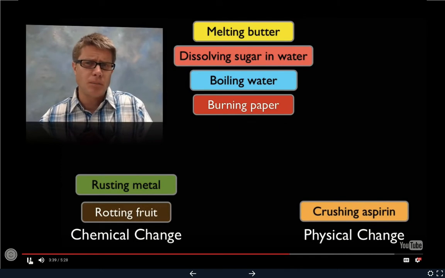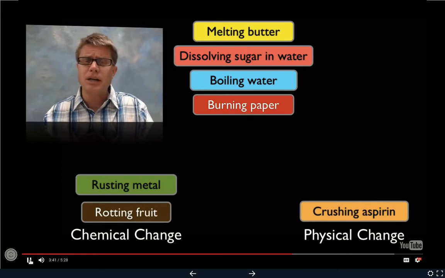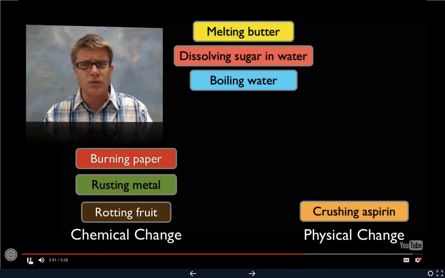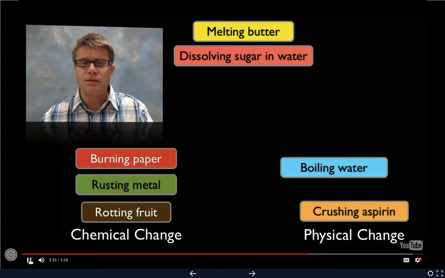What about burning paper? What are we doing? We're actually combining it with oxygen. It'd be hard to go back to paper again, and so I would call that a chemical change. What about boiling water? We're adding heat to it, but the reaction is not generating heat, and so we would call that a physical change.